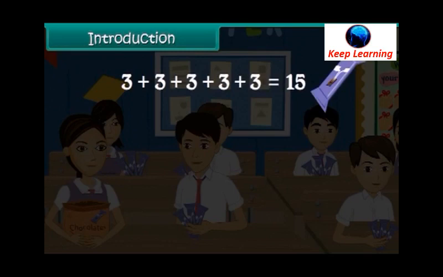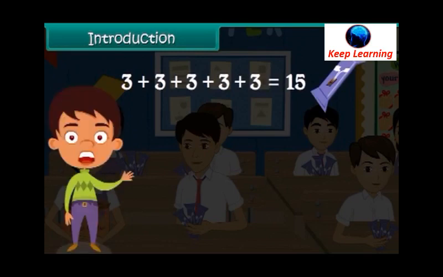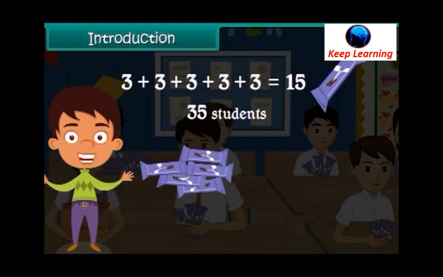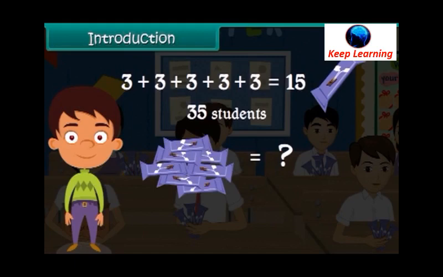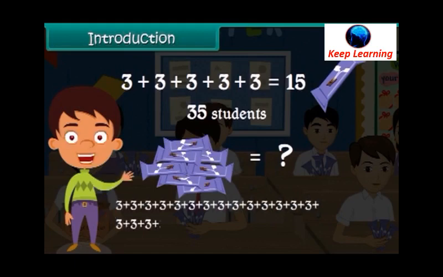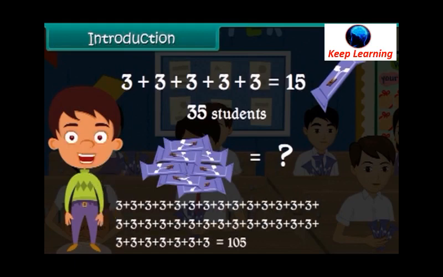bars. After a while, she finishes distributing the chocolate bars to the entire class of 35 students. How many bars did Ria distribute in all? Do we add 3 to 35 times to get the answer? Or is there another way? In this lesson, we will study multiplication in detail.